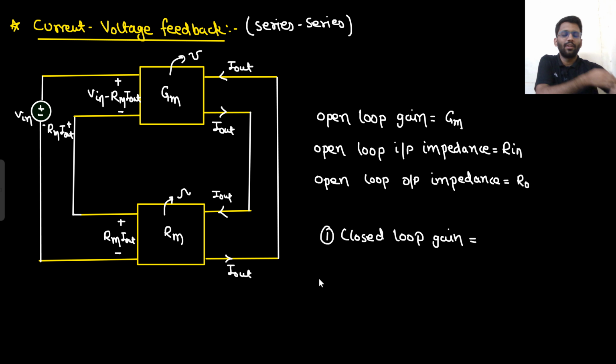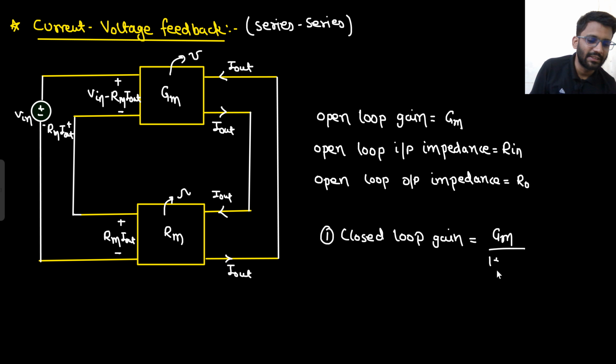That is R0. So after feedback, what will be your closed loop gain? Since this is a negative feedback, simply you can write Gm upon 1 plus GmRm. We are not deriving the expression this time because derivation is not that important. Two derivations we have already seen. You can derive all the expressions on your own now. You should be doing it on your own.